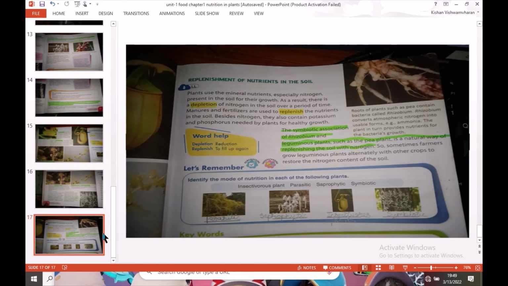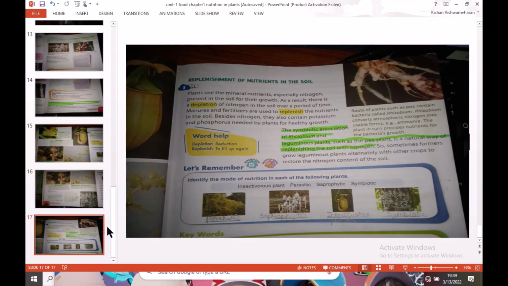So let's go to the replenishment of nutrition in soil. Plants use minerals in nutrition, and nitrogen is especially important for plants to grow. When the nitrogen is finished in the soil over a period of time, most farmers use chemicals, manures and fertilizers to replenish the nutrition in the soil. Besides nitrogen, plants also need phosphorus, so that they grow healthy.